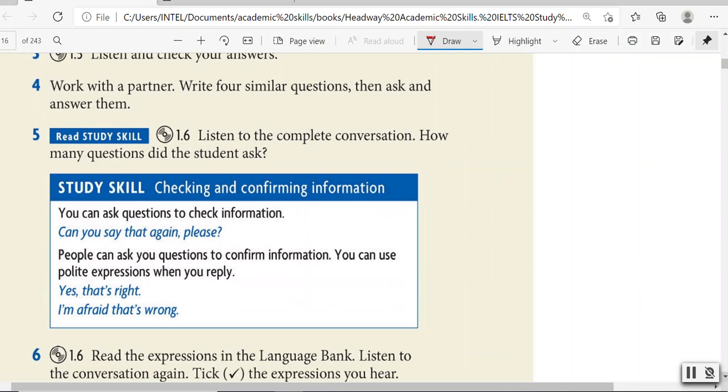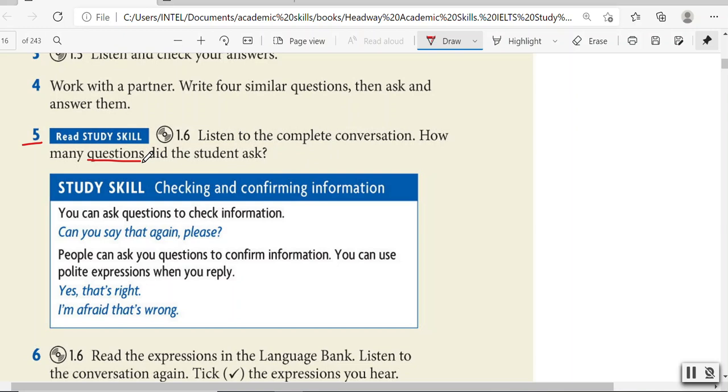In here, in exercise number 5, we have a study skill box. Listen to the complete conversation. How many questions did the student ask? Okay, we must know about the questions. How many questions do we have?